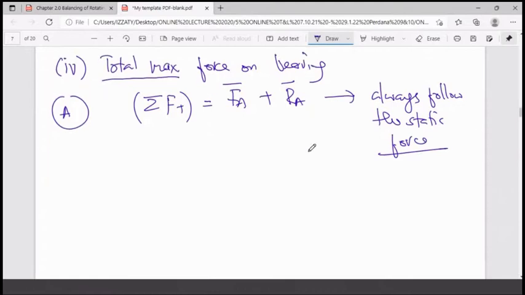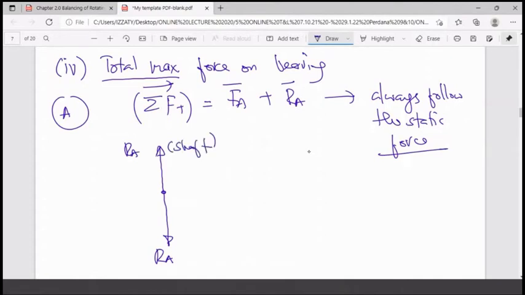Okay, for example, this one vector. You know that the static force is pointing downward just now, isn't it? The static force pointing downward. This one is RA, for example. And again, this one is pointing upward. This one for shaft, remember? This one for bearing, remember?